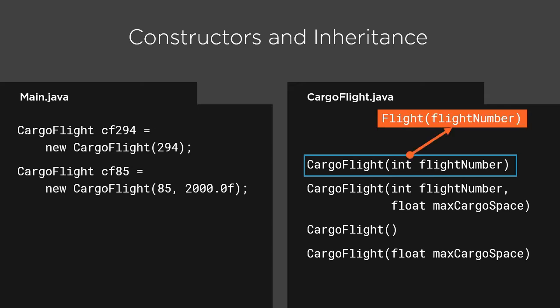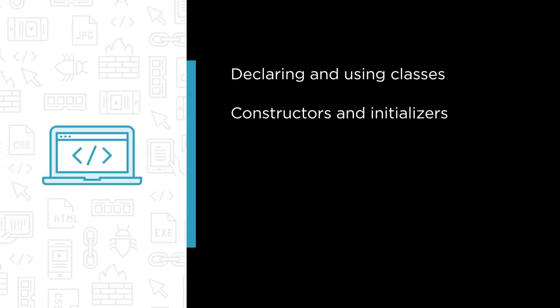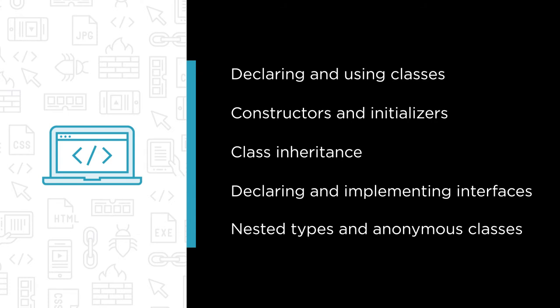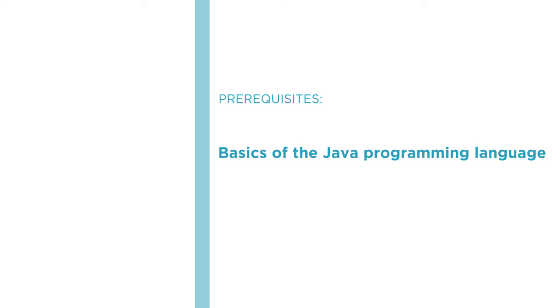And that's exactly what you'll learn in this course. Some of the major topics we cover include declaring and using classes, constructors and initializers, class inheritance, declaring and implementing interfaces, nested types, and anonymous classes. By the end of this course, you'll be ready to begin working in any of the many environments that rely on Java. Before beginning this course, you should already be familiar with the basics of the Java programming language.